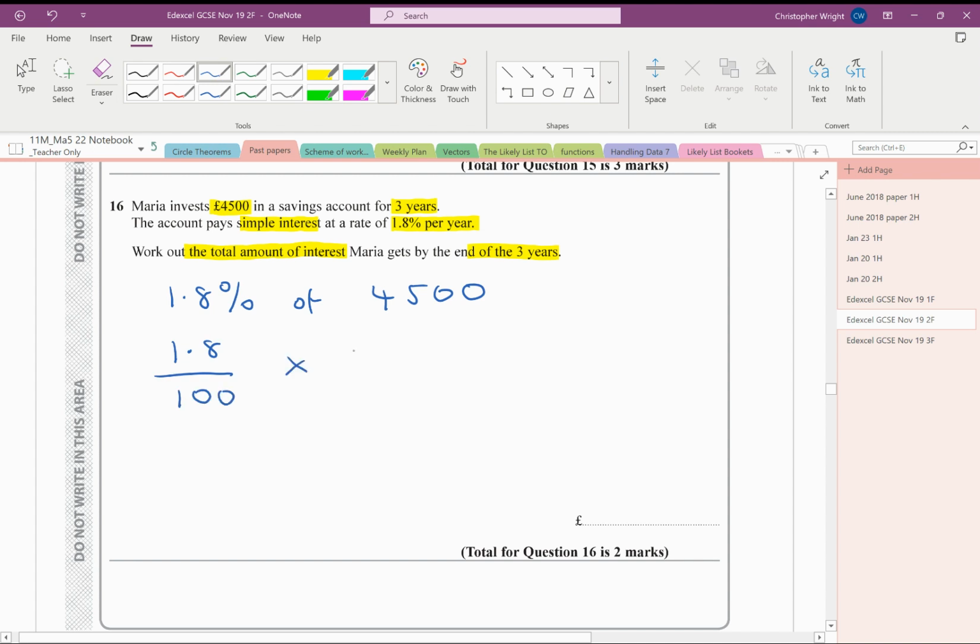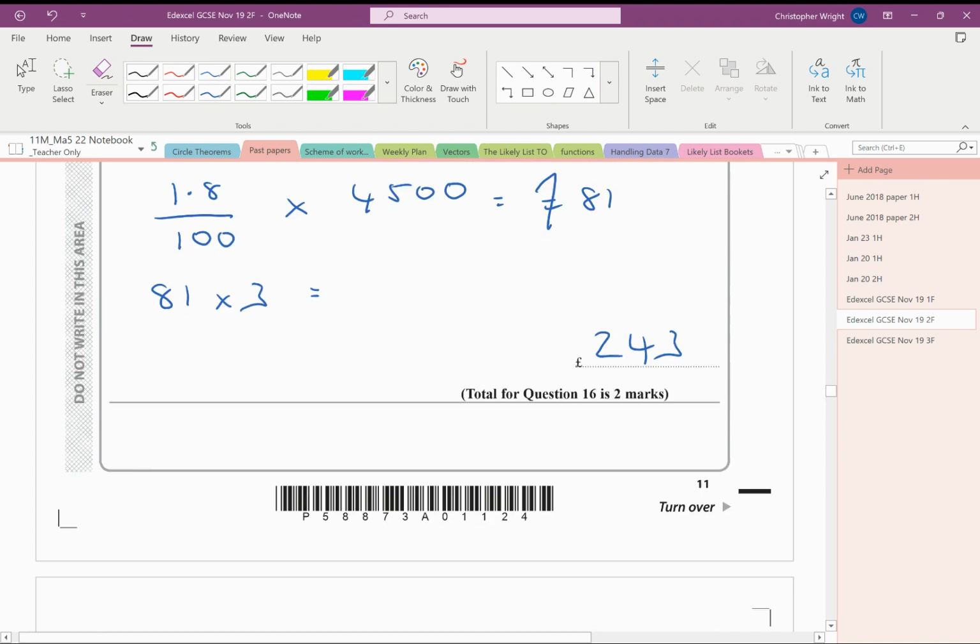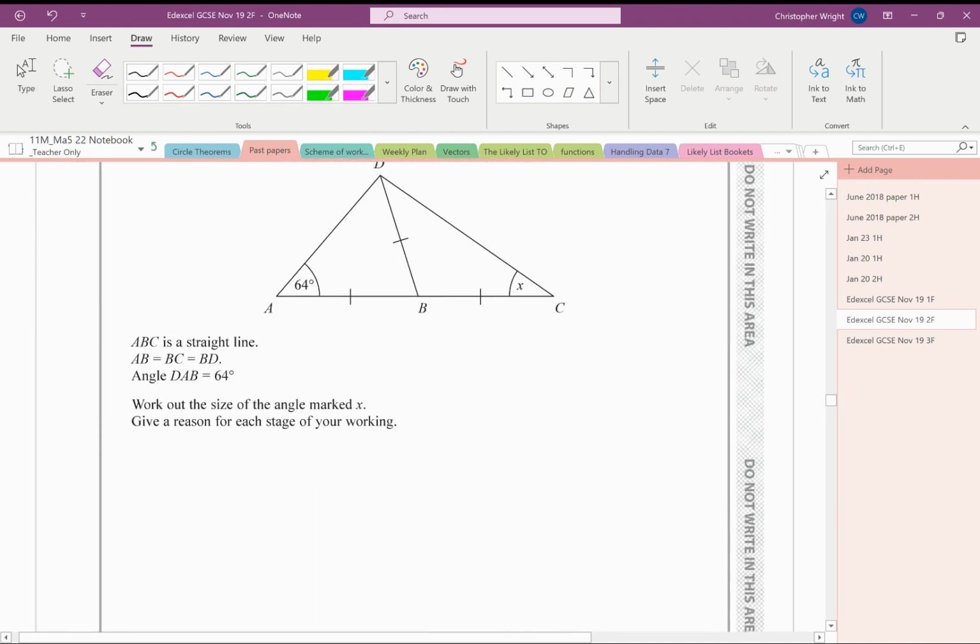1.8% times 4,500. So I'm going to type 1.8 divided by 100 equals, and times that by 4,500. Oh, every year you get £81 interest. And of course, we've got 3 years, haven't we? 81 times 3 for the total amount of interest gives me a total amount of interest of £243. Let's do question 17.